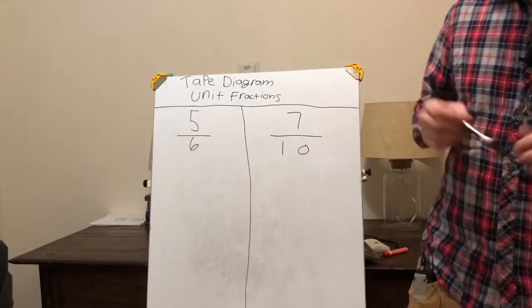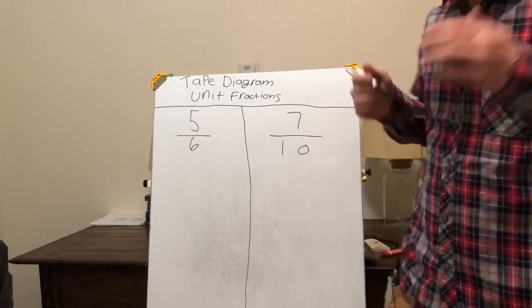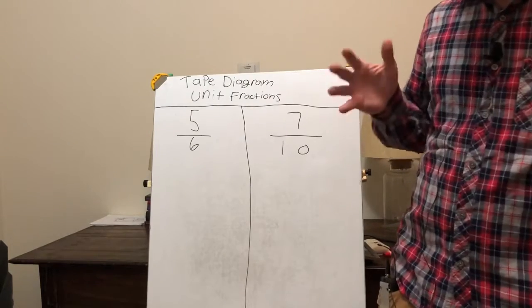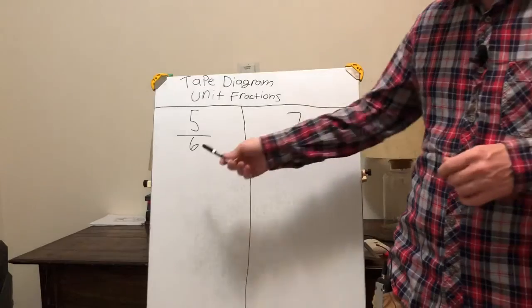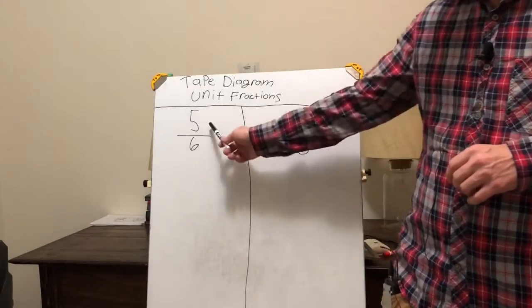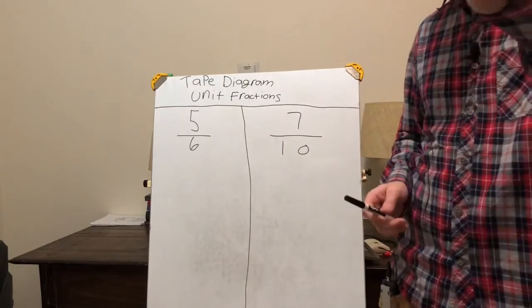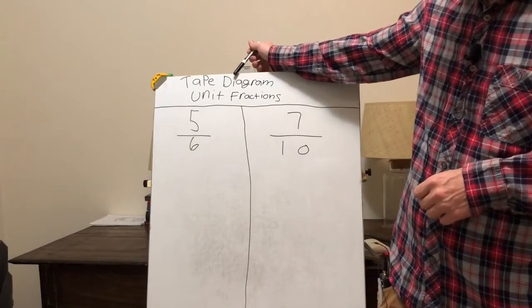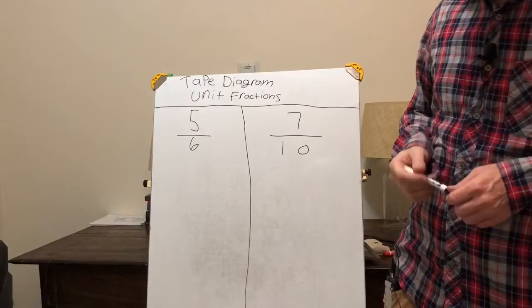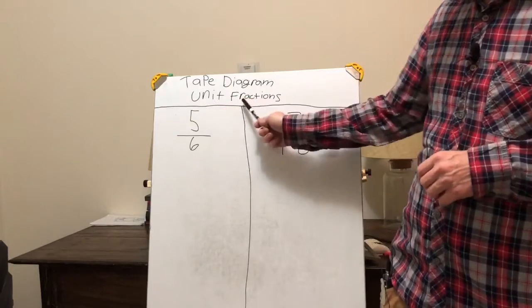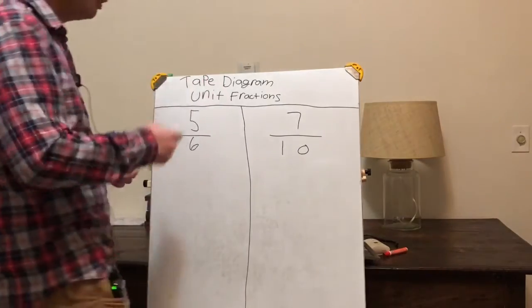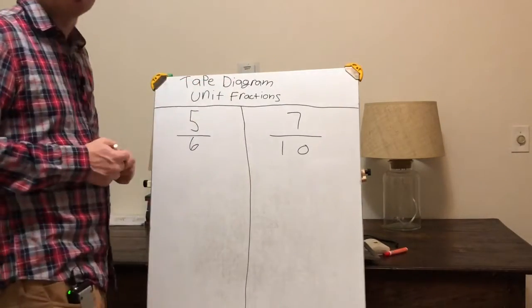So today we're going to take a little bit of a step back and really make sure that we understand fractions. So what we're going to do is decompose these fractions, 5/6 and 7/10, in two different ways. First, we're going to make each one into a tape diagram, and then we're going to make it into a unit fraction. So the first one we'll do is 5/6, and we're going to draw it as a tape diagram.